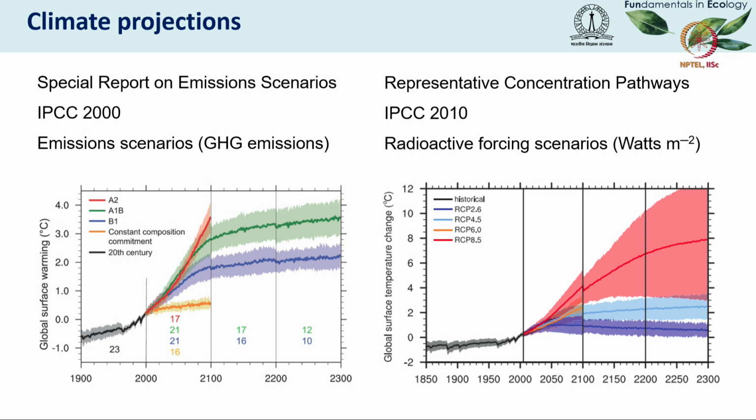There are two types of climate projections. These are models. These are predictions of what might happen in the future because of climate change, and under different scenarios, under different expectations of how we as a species might respond to climate change and either do things or not do things to mitigate climate change. The Intergovernmental Panel on Climate Change in the year 2000 came out with this special report on emission scenarios which were based on greenhouse gas emissions.